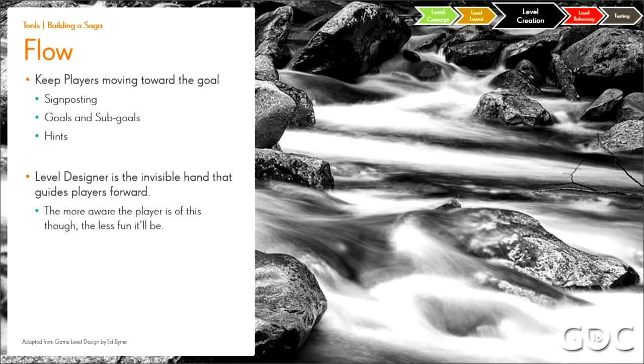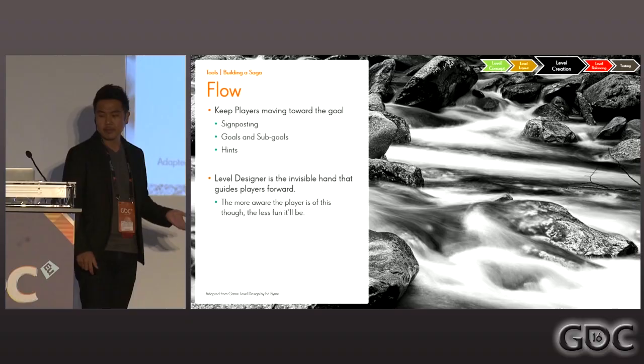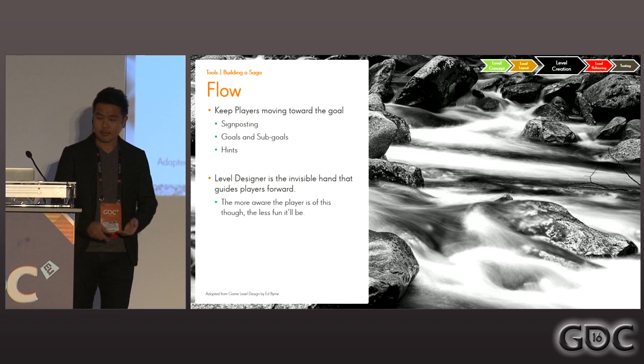So flow. The concept of level flow is the concept of how to keep players moving forward towards the goal. In traditional games, you use concepts like signposting, like goals and sub-goals, or some sort of hint system. What Edburn says in his book is that the level designer is the invisible hand that guides the players forward. But the more aware that the players are of this hand, the less fun that it will be. So this is a little bit of a paradox.